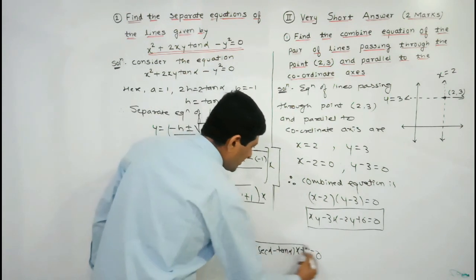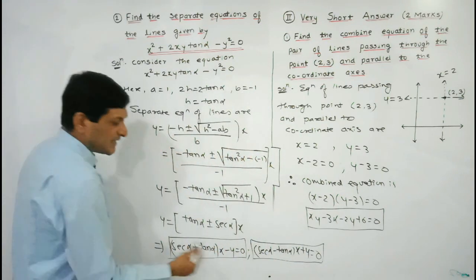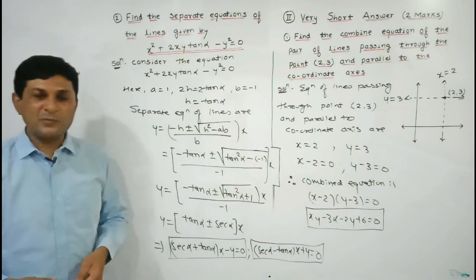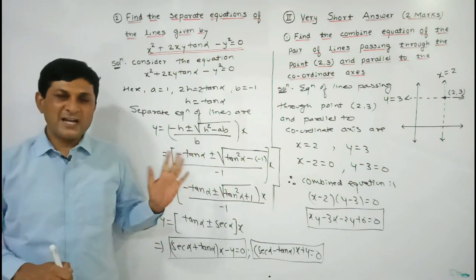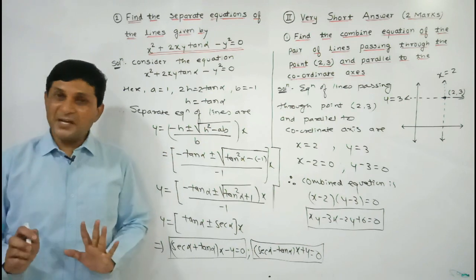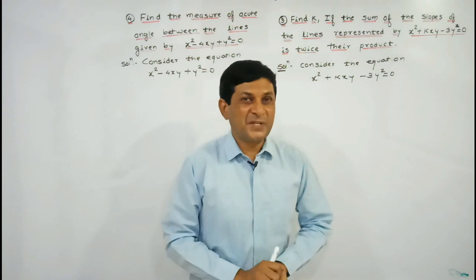In this way we have got the separate equations of the lines. This is the first equation and this is the second equation. Applying this formula we are able to find the separate equations, but we give priority to applying the formula only if the factorization method is not applicable. Now see question number 3.